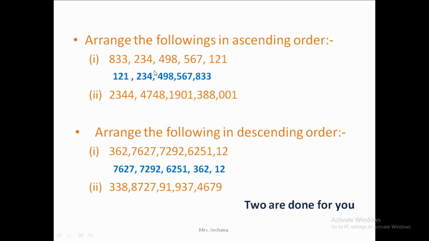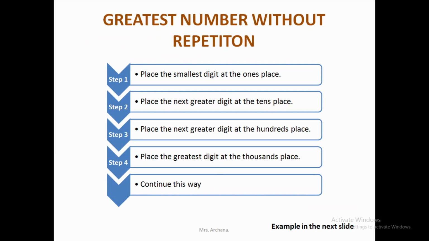See, this is ascending order and this is descending order. Now we will learn about greatest number without repetition. Greatest number means suppose some digits are given, 4 digits are given, then how you will arrange that greatest number, means largest number among those digits without repeating the same number. We have to follow these steps to calculate the greatest number.